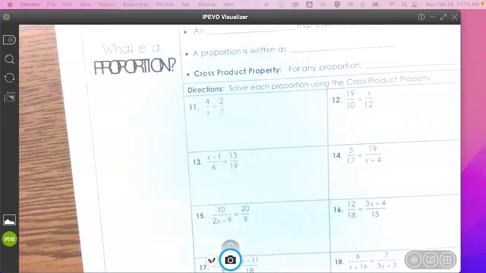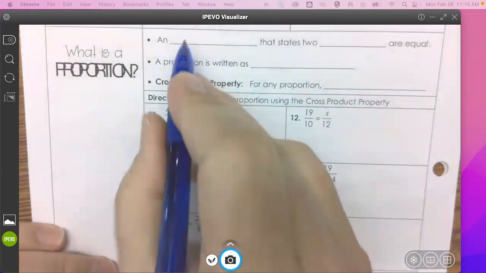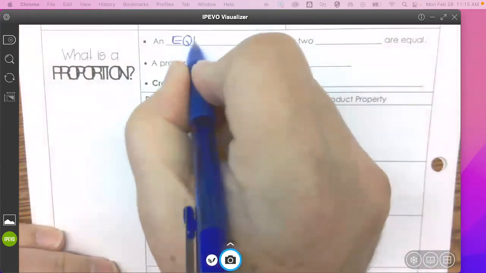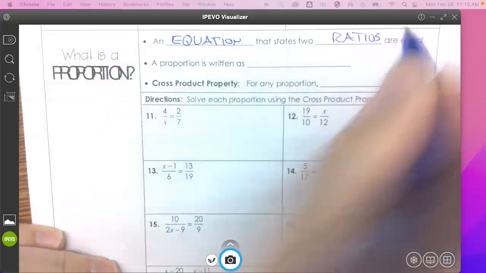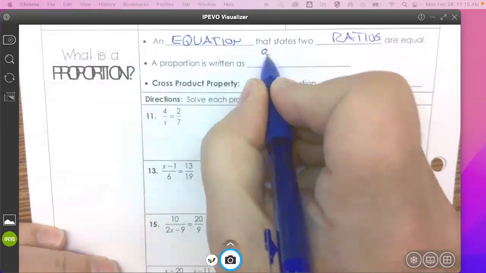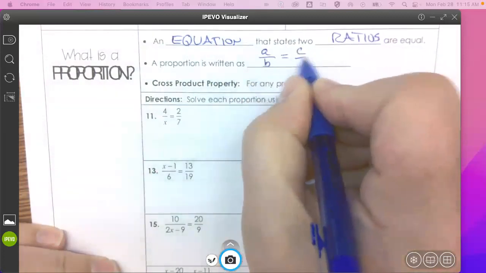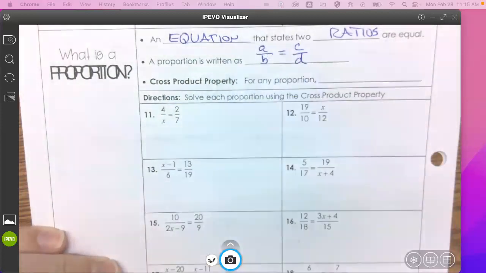Okay, please flip to side 2. The reason we're going to use ratios is actually to solve proportions. A proportion is an equation that states that two ratios are equal. And often it's written as something like A over B is equal to C over D. Right? It's a ratio equals another ratio.